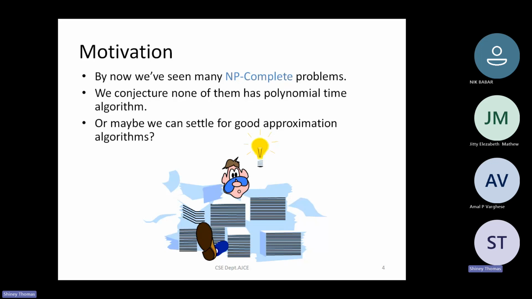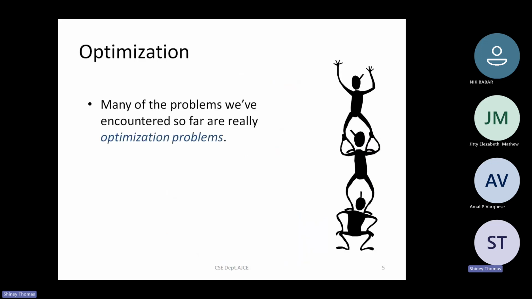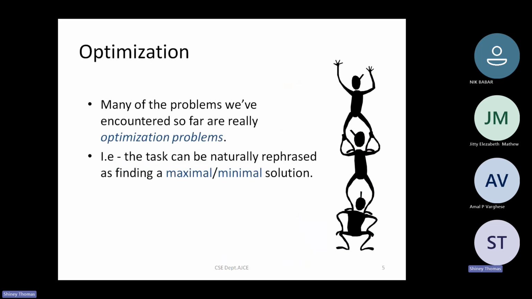So for many NP complete problems, there is no polynomial time algorithm, but we can settle for some good approximation algorithms. Many of the problems that we have encountered are optimization problems, like find the maximum cost, find the minimum path, or find the shortest path. That is the difference between optimization and decision problems. Both are different. When you have an optimization problem, we go for a special kind of algorithm. Not all of them are possible, but for at least some of them we have an approximate solution that can run in polynomial time. Okay.